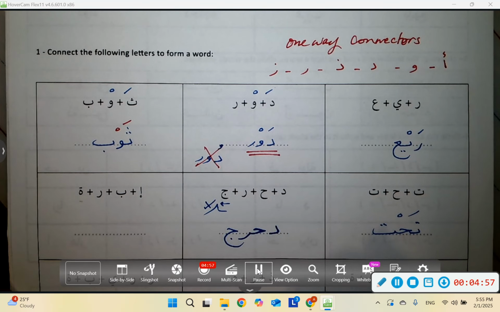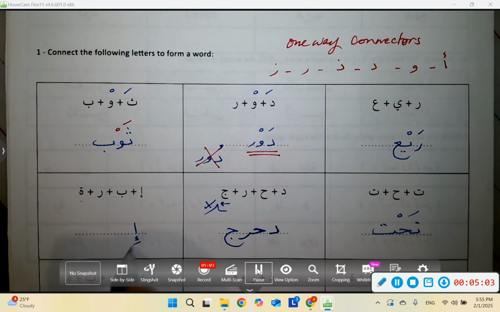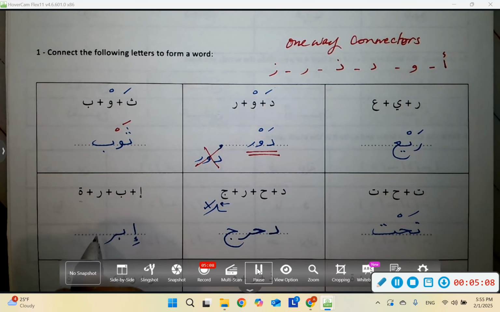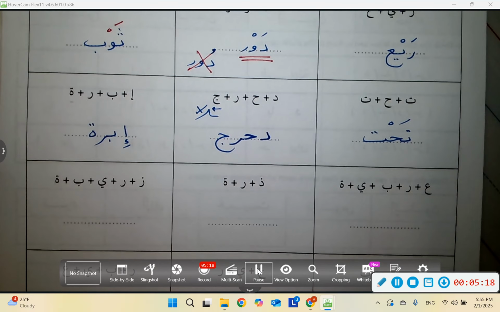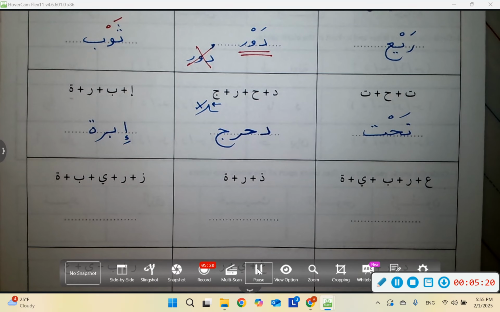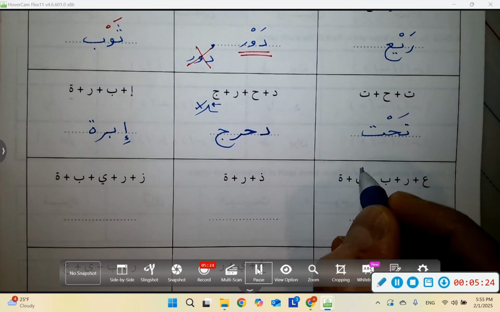إبرة. ألف with همزة مع كسرة, باء and راء. إبرة. عربية. Now we have shadda here.